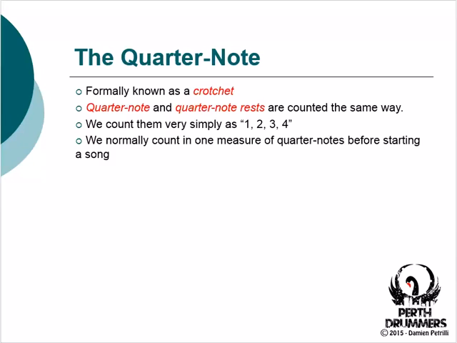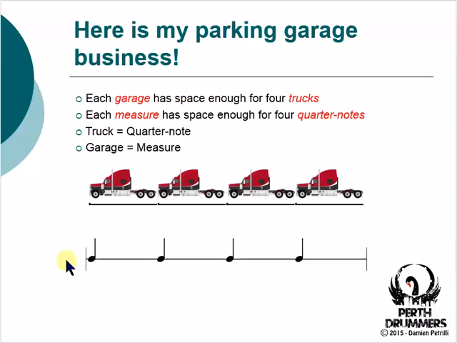Now, let's have a look at how the trucks and the notes relate to one another. This should already be clear, but it's just a bit of a recap. So, as a garage has space for 4 trucks, a measure has space for 4 quarter notes. This should be really clear to you now, okay? Where the trucks are the same as the quarter notes, and the garage itself is what we're going to call a measure from now on, right?